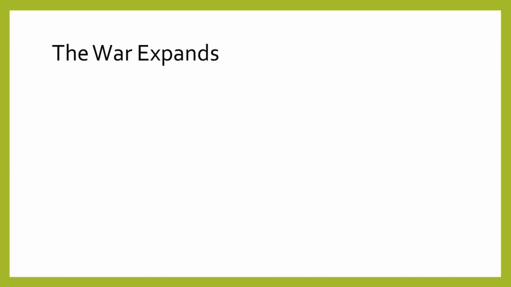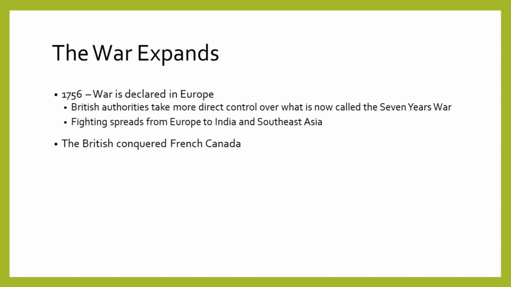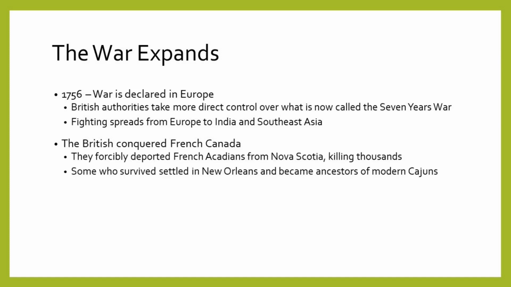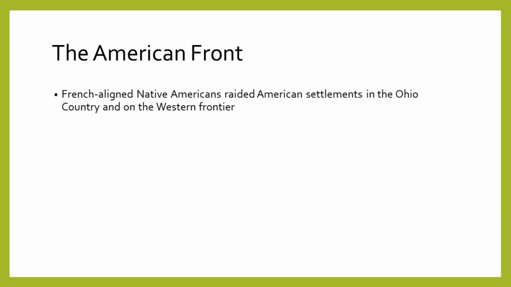The following year, 1756, war was officially declared in Europe, and the British began to take more direct control over the conflict, which now encompassed European colonies in India and Southeast Asia as well. Back in North America, the British conquered French Canada and forcibly deported thousands of French Acadians out of Nova Scotia. Some of the Acadian refugees who survived this wound up in New Orleans and eventually became the people we now call Cajuns.